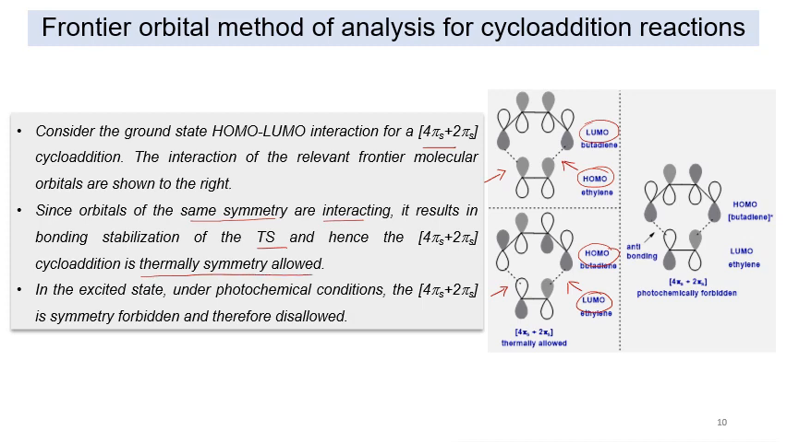What happens under the photochemical conditions? Under the photochemical conditions, suppose now you have excited butadiene. In the excited state, ψ3 becomes the HOMO. So the overlap between ψ3 of butadiene with the LUMO, that is the ground state LUMO of ethylene, gives rise to an antibonding overlap. Therefore, this is symmetry forbidden and is disallowed.